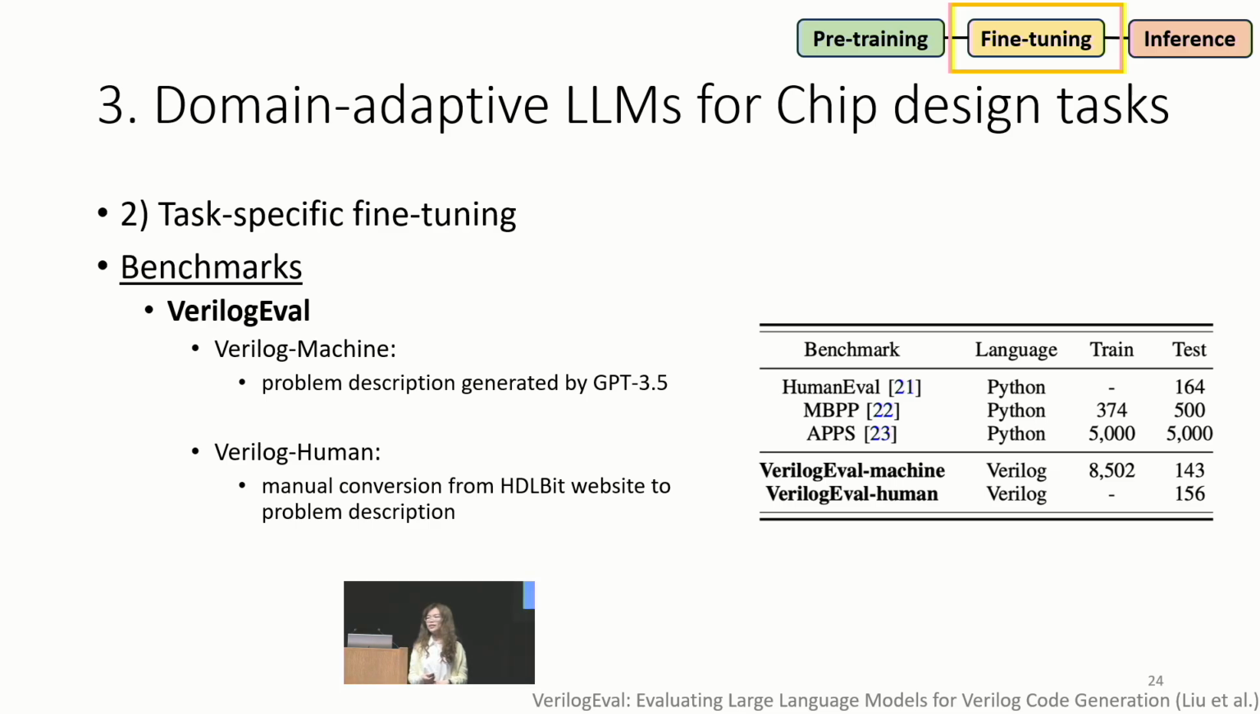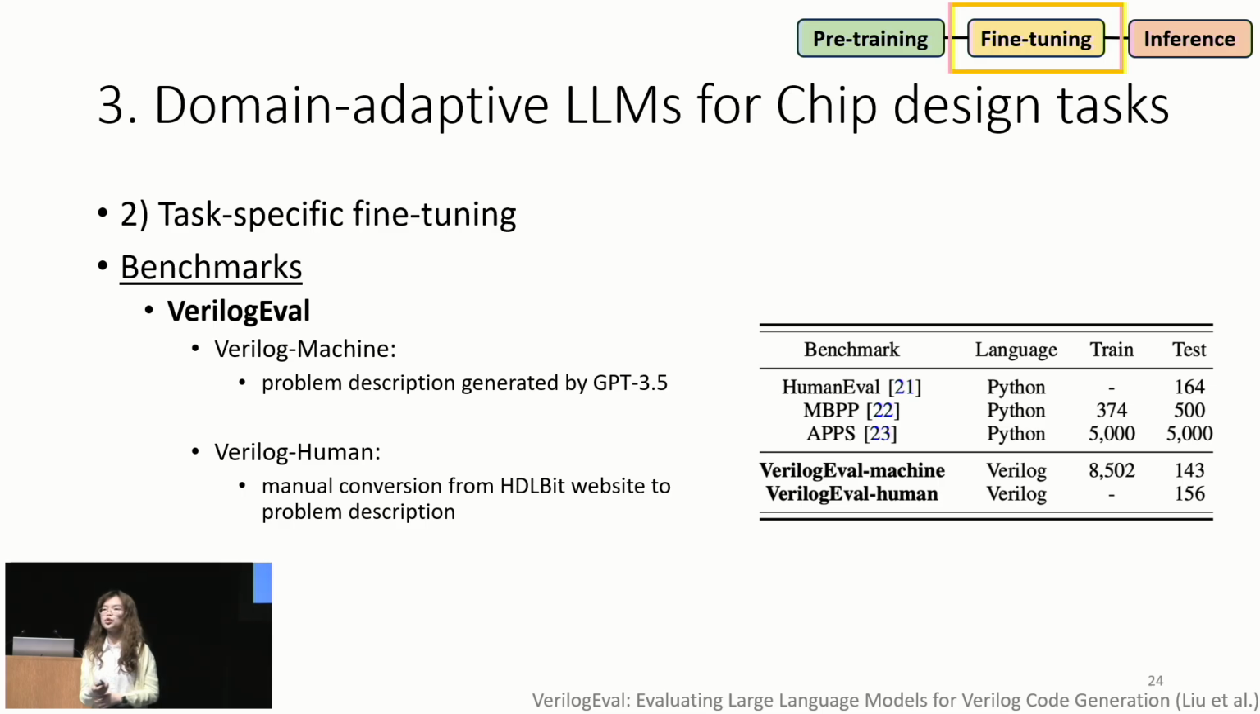And as a step further, we have VerilogEval. This one has a larger size compared to RTLM. It consists of two parts: one is Verilog-Machine, and the other is Verilog-Human. Verilog-Machine is basically the description that I showed you.